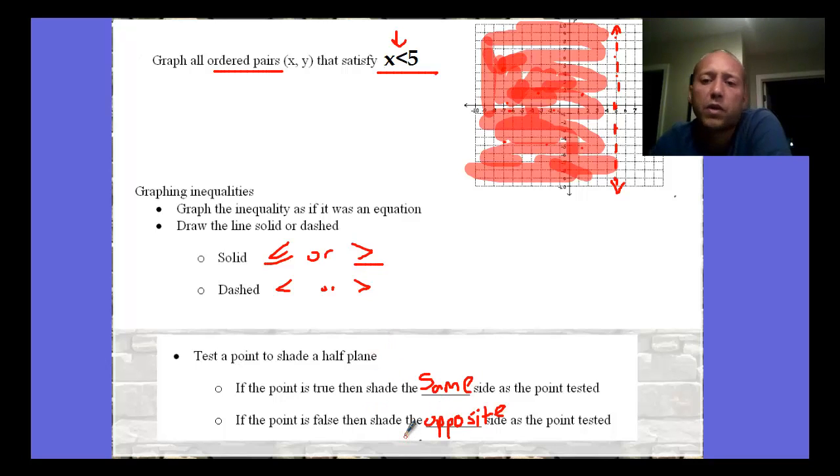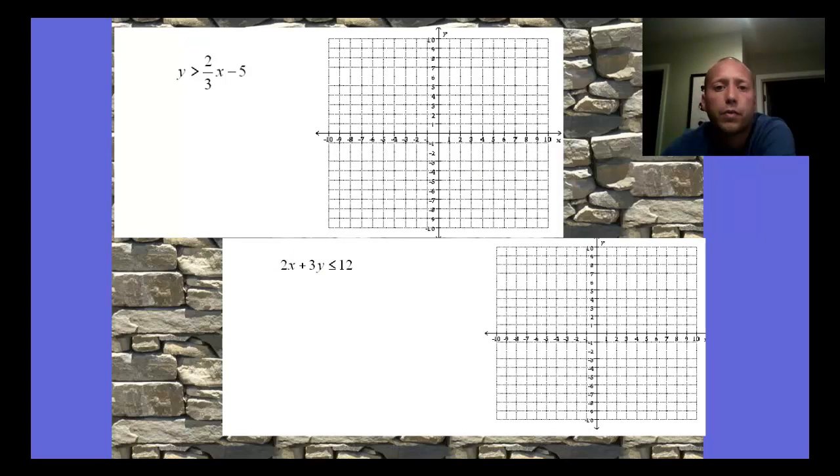Some students feel like you don't need to test a point, they can just see it from the equation. But be careful, it's not always that clear. So you need to take a point and put it into the inequality to figure out if that point is true or false. Does it make the inequality true or false? If the point is true, it's the same side you shade. If the point is false, it's the opposite side you shade.